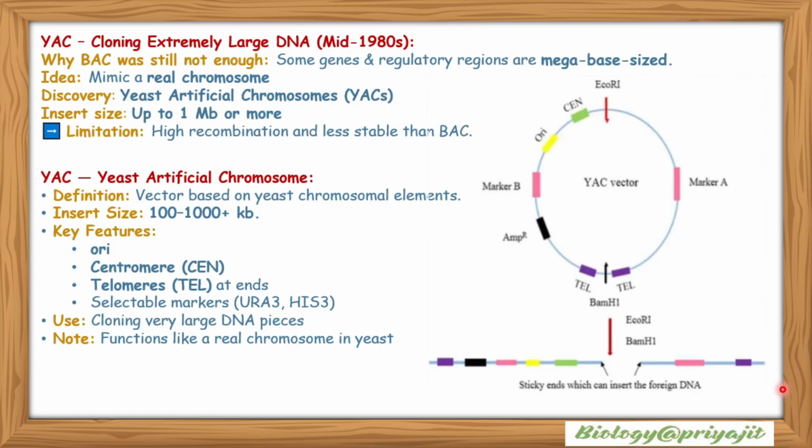So this is the structure of a YAC vector. It is a vector based on yeast chromosomal elements. Its insert size is 100 to more than 1000 kilobase pairs. Key features: it has an ORI site, a centromere, telomeres at the ends, and selectable markers. It is used for cloning very large DNA pieces, and it functions like a real chromosome in yeast.